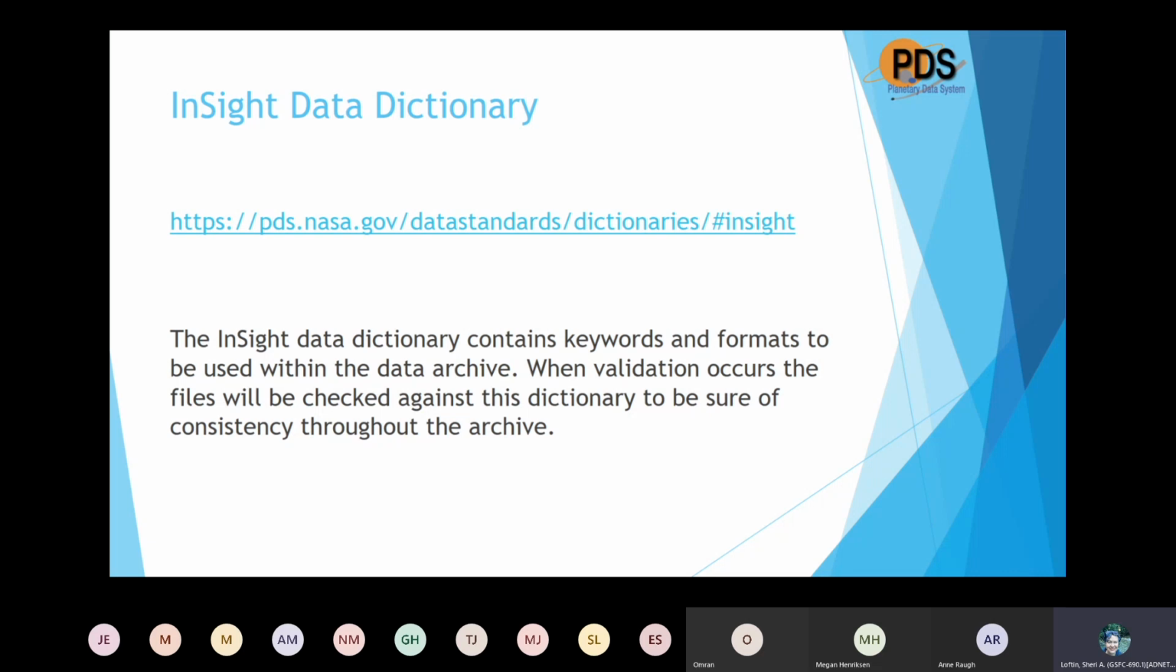So if you do set up something in those data dictionaries with the help of your node personnel, you want to make sure that it is consistent throughout the archive so that validation will pass. If it isn't, then you'll get something called a lien, and we'll cover those near the end of the presentation.